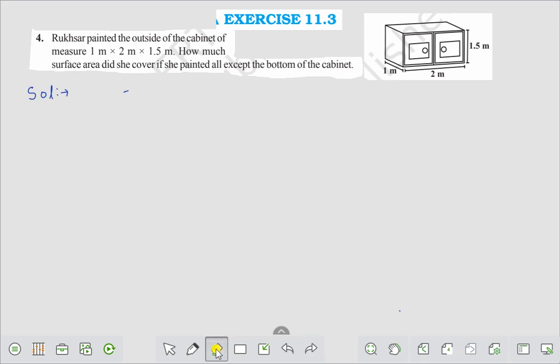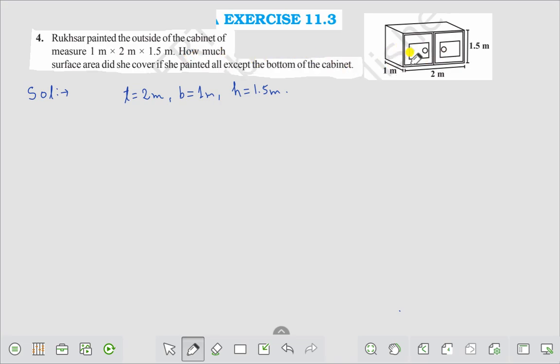Here you see, Ruxar painted the outside of the cabinet of measure 1 meter by 2 meter by 1.5 meter. How much surface area did she cover if she painted all except the bottom of the cabinet? Here the length is given as 2 meter, breadth is given as 1 meter, and height is given as 1.5 meter.